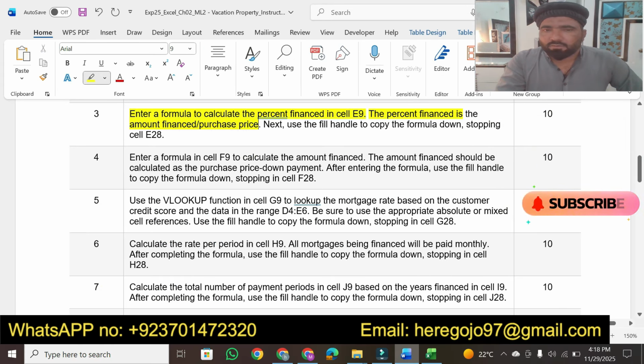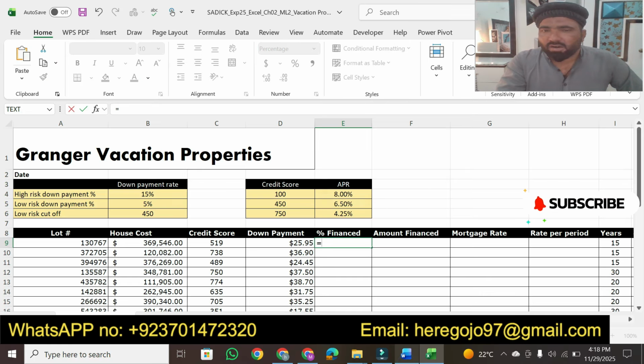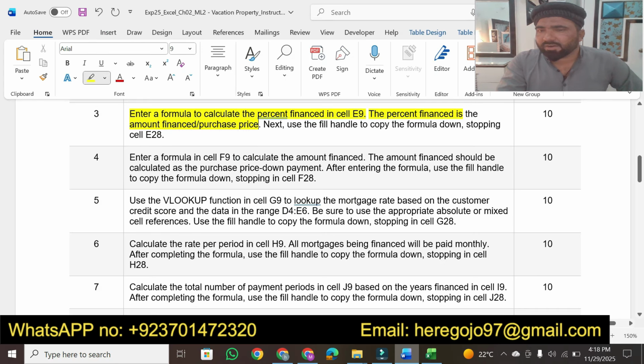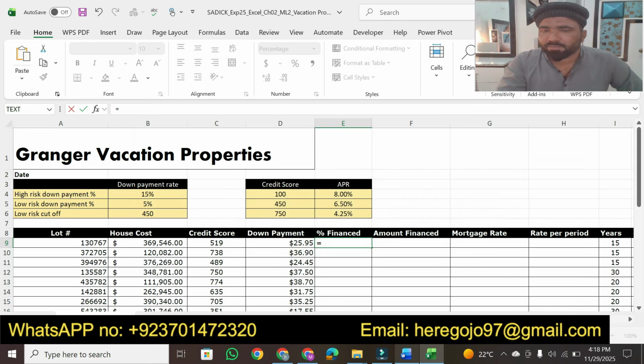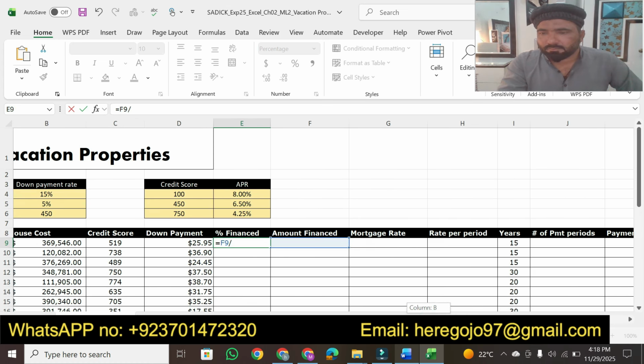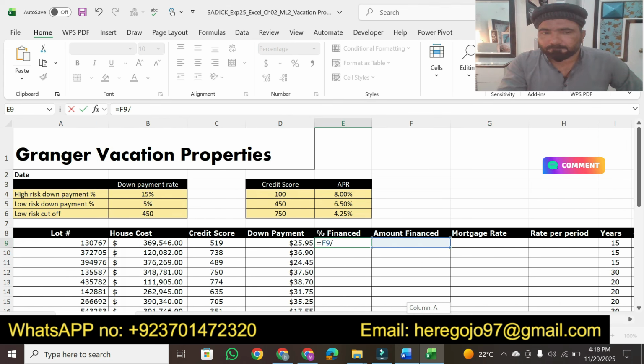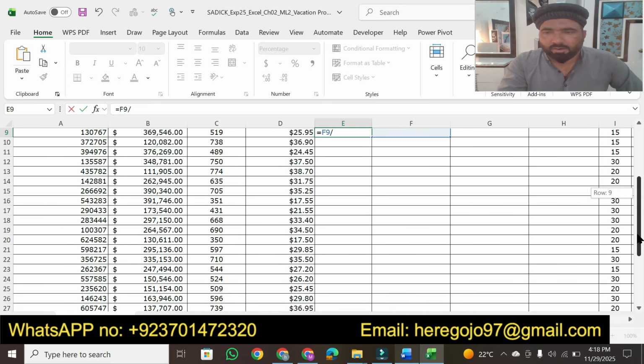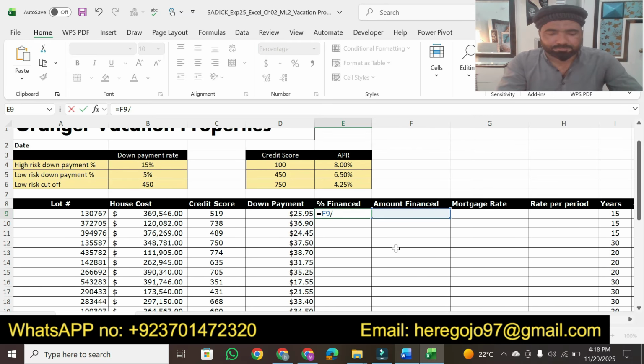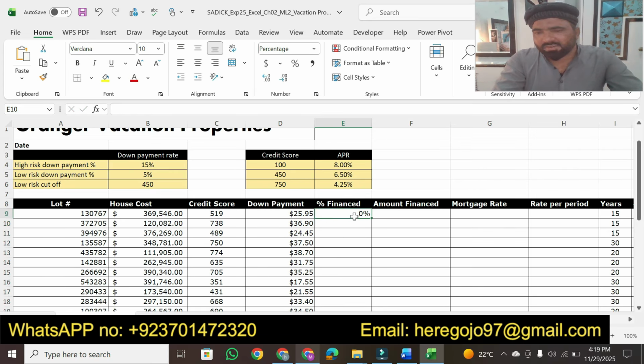So to calculate percent finance in E9, we use amount finance over purchase price. Where is the purchase price? We have to find the purchase price. Okay, purchase price means this one. Then simply divide. The answer is 0 because we haven't found the amount finance until now.